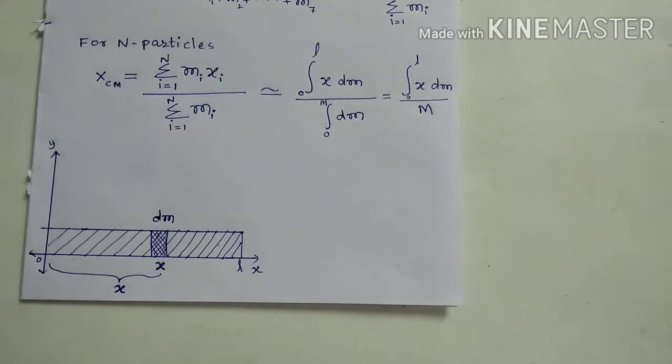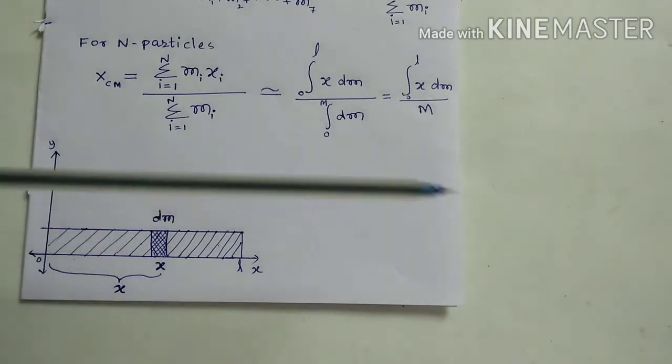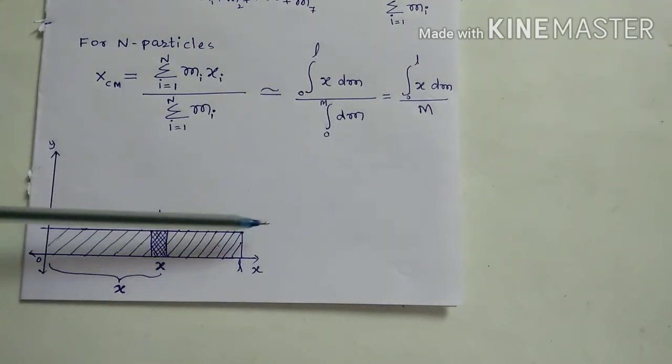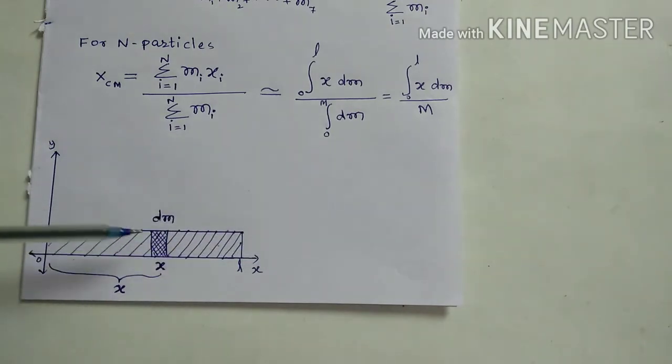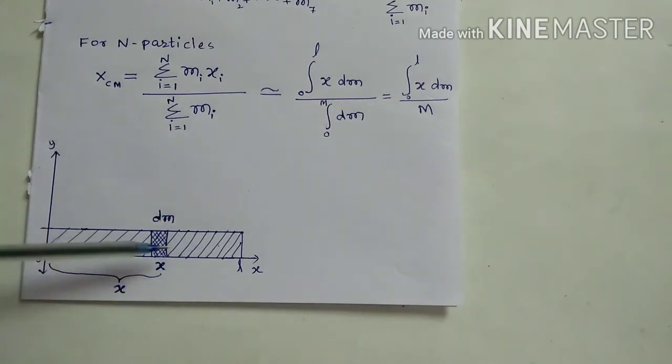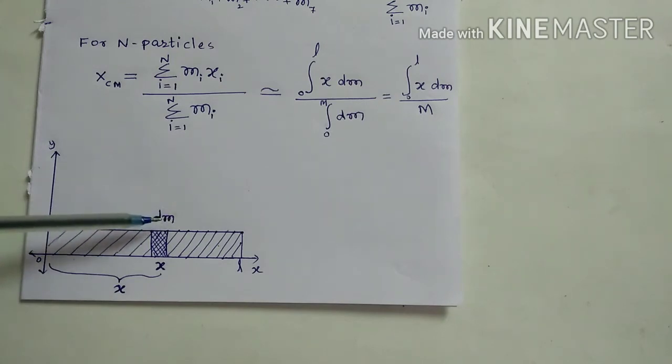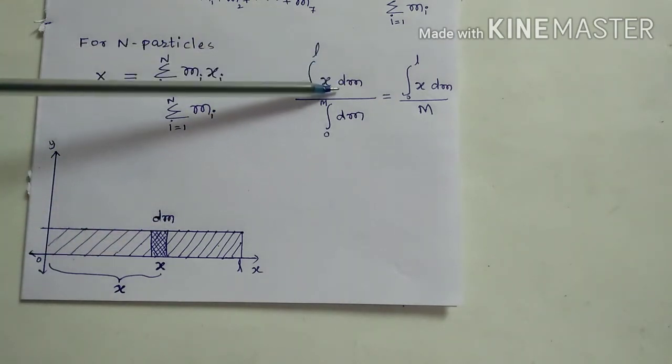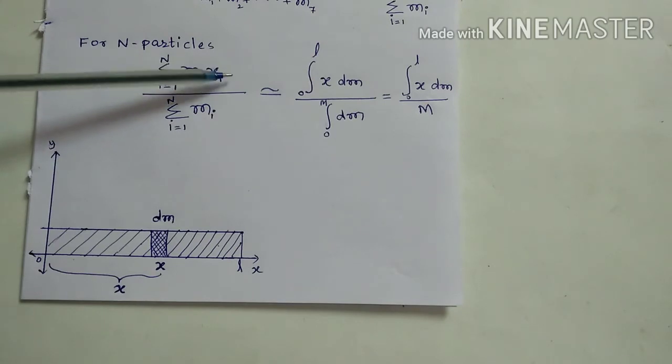Why dm x? You see here this graph. This is the x-axis. This is the y-axis. This is just like a pen. I'm putting it along the x-axis. I'm cutting this pen into small slices. So at a distance of x from the origin, this slice's mass is dm. This dm is at a distance of x. Like this, you can cut one more here. You're adding all together. So x dm is nothing but just like m1 x1.